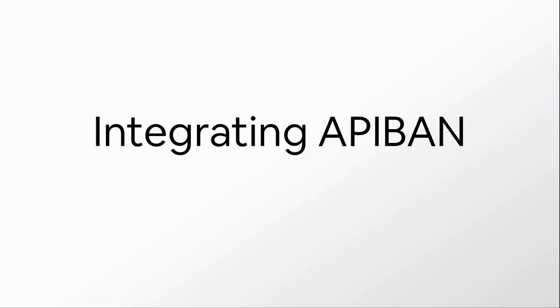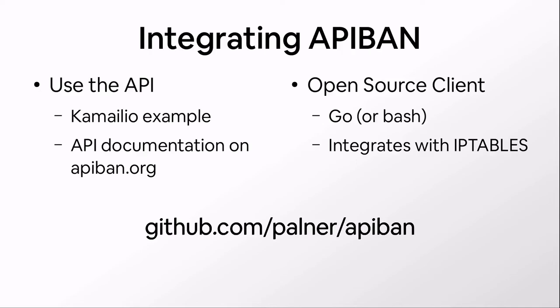Let's talk about integrating APIBAN. There are 2 main ways of integrating APIBAN. One is to use the API. After all, it's APIBAN. The second is to use a client that uses the API for you. This is really great if you A, don't feel like programming, or B, just want to use a client.